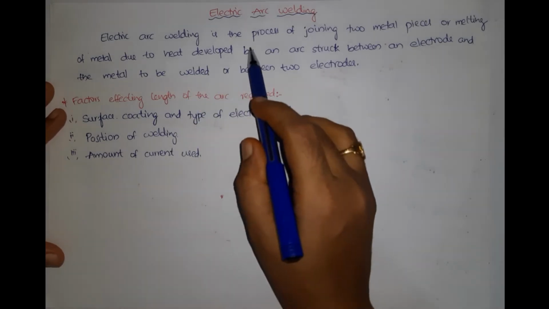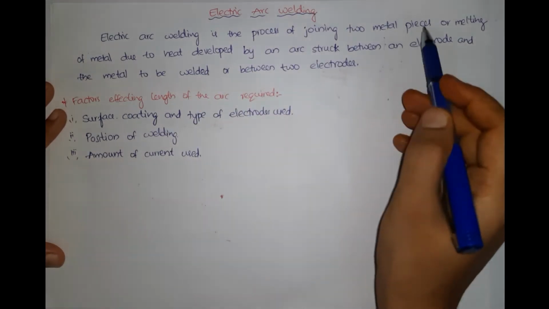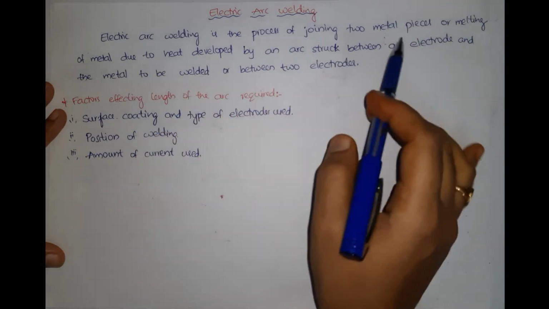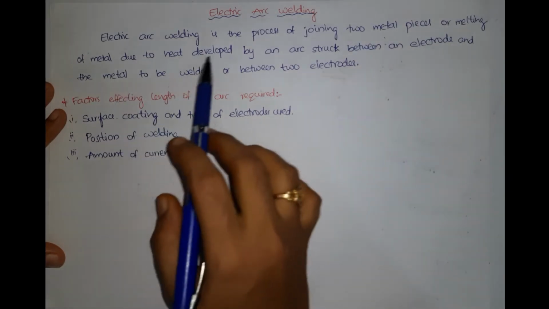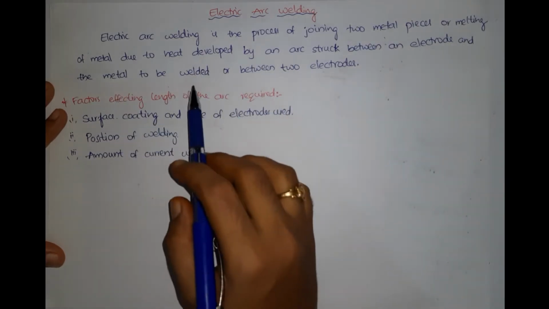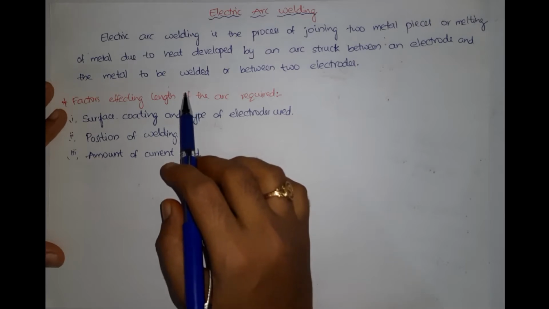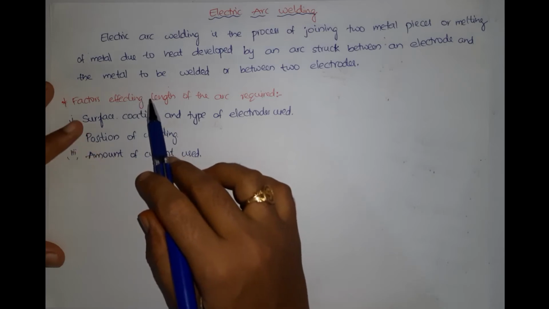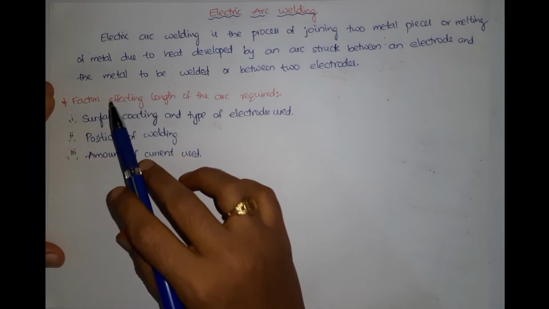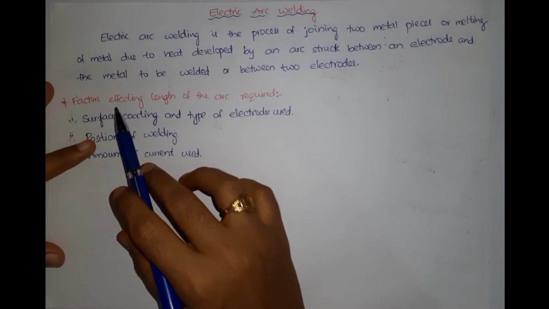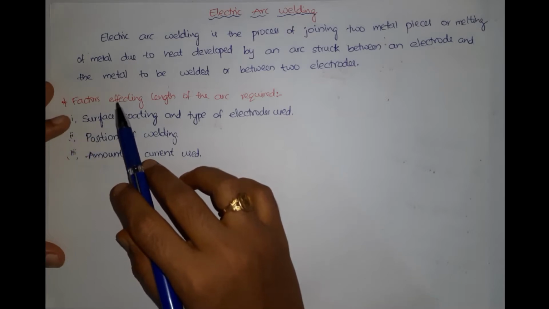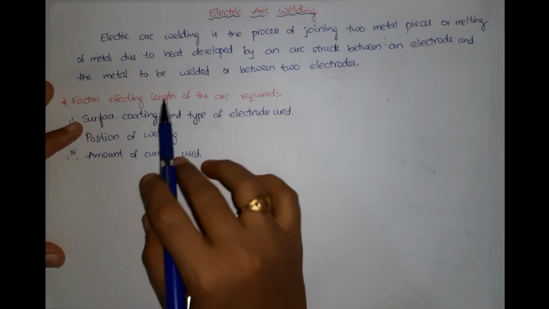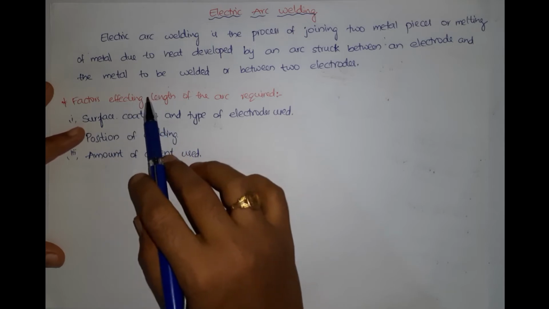Electric arc welding is a process of joining two metal pieces, or melting of metal, due to heat developed by an arc struck between an electrode and the metal to be welded, or between two electrodes. So because of the heat developed by an arc, the two metals to be joined will melt, whether the arc is between two electrodes or between an electrode and a metal surface, right?